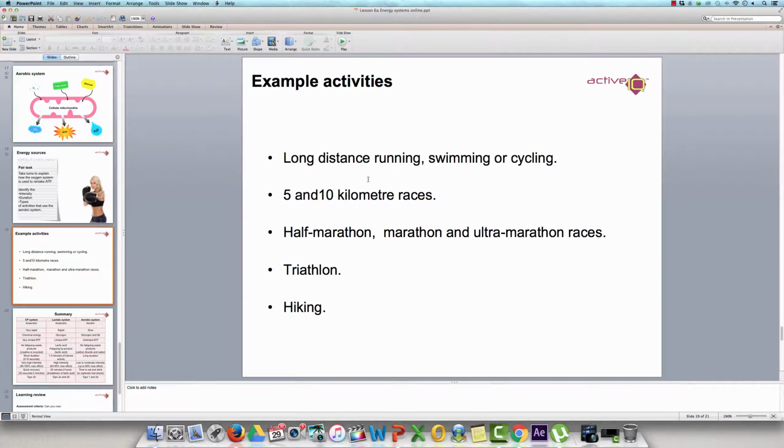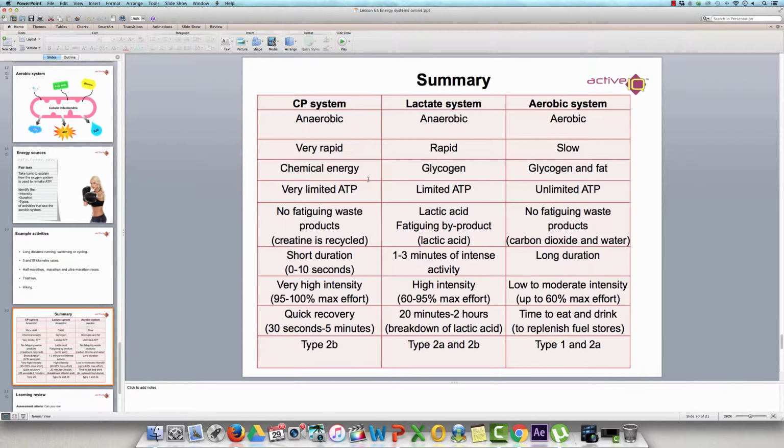Example activities, as we've said, include all those long distance things: swimming, running, cycling, 5 and 10 kilometre runs, again long distance. You've got your marathons, triathlons, hiking, anything really over a long distance at low to moderate intensity is what we're looking at for the aerobic system.